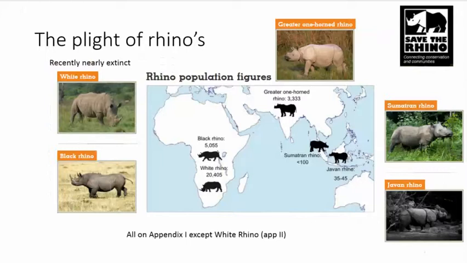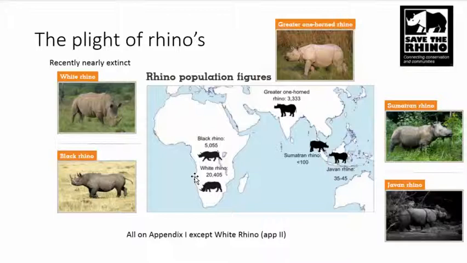But nowhere has this really hit the big time in terms of public awareness is in the plight of the rhinos. And there's 5 rhinos around the world. These are some numbers, but the white rhino was very, very near extinction. The South African government engaged in a captive breeding program, been very successful.